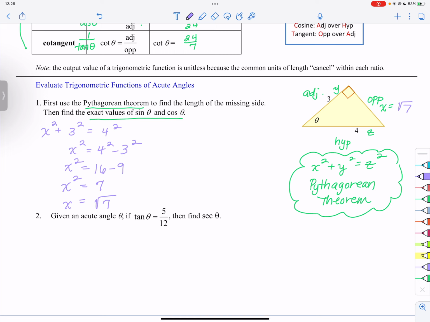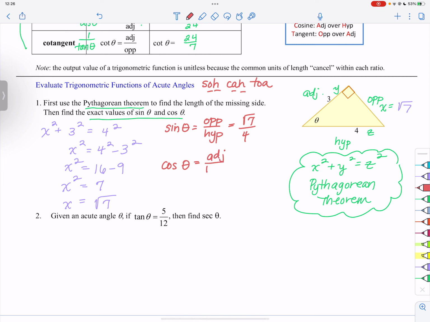And now we can find the sine and the cosine. So the sine of theta is the opposite over hypotenuse. Remember, SOHCAHTOA, so opposite over hypotenuse, and that is equal to, I can write here to the right, the opposite is root 7 divided by 4, which is the hypotenuse. So let's try the cosine of theta, and remember that's adjacent divided by the hypotenuse. We can write that hypotenuse right now in that denominator, and the adjacent was 3.